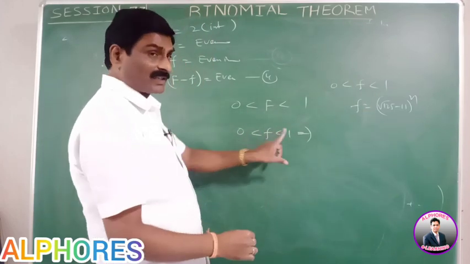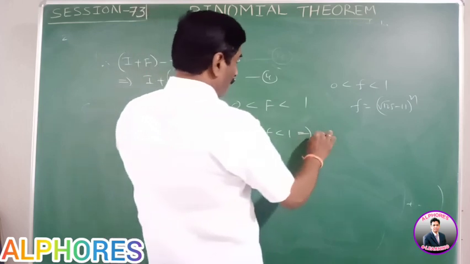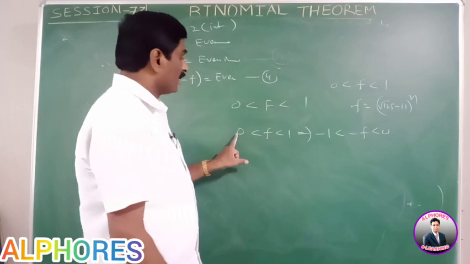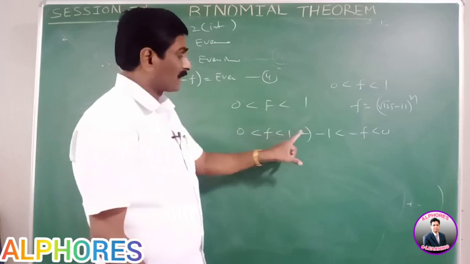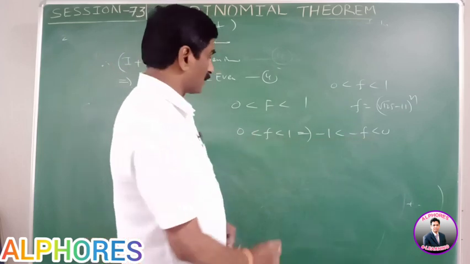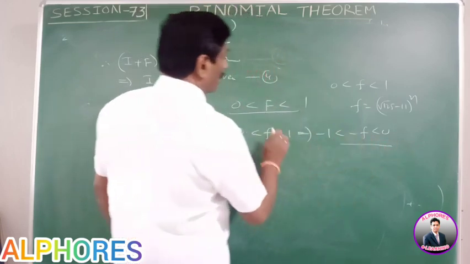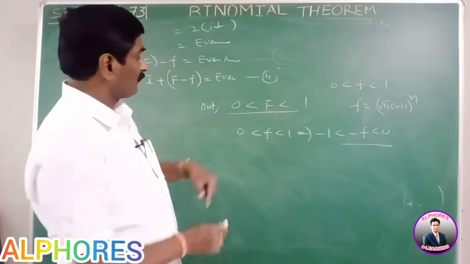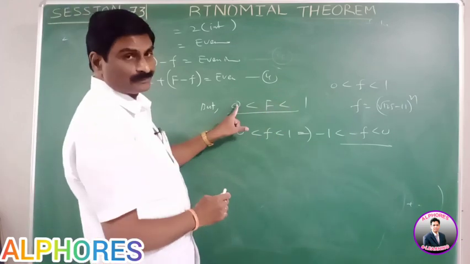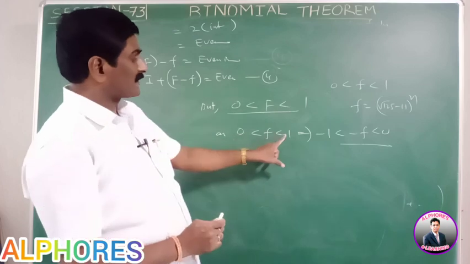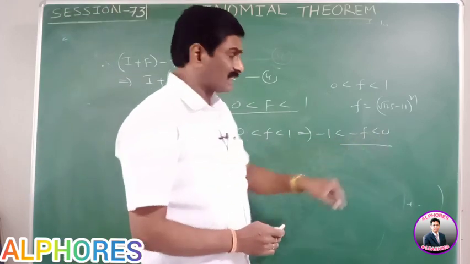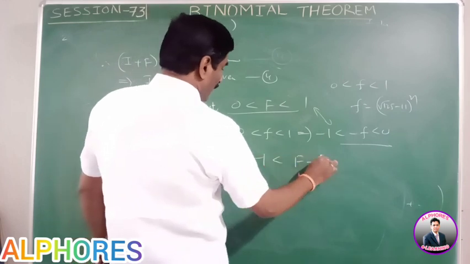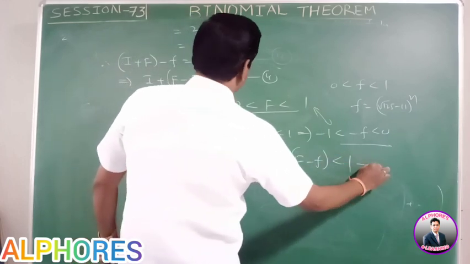Suppose we multiply by minus 1 on both sides, we get minus 1 is less than minus f is less than 0. That means minus 1 less than minus f less than 0. By adding these two, clearly from 2, 0 less than F less than 1, and from 4, minus 1 is less than minus f less than 0, we get minus 1 is less than F minus f is less than 1. Say this is equation number 5.